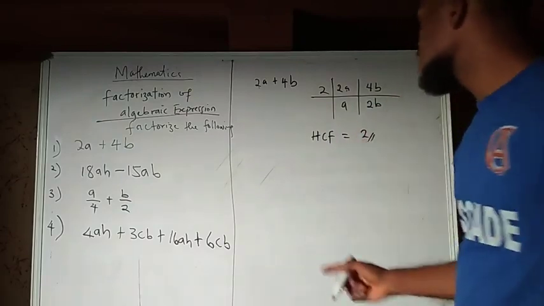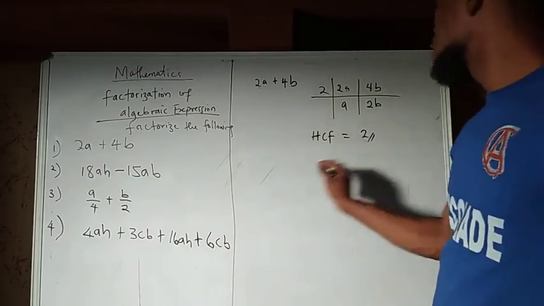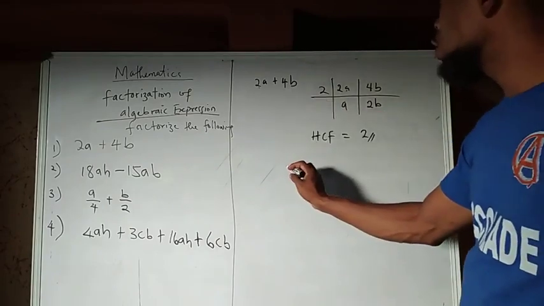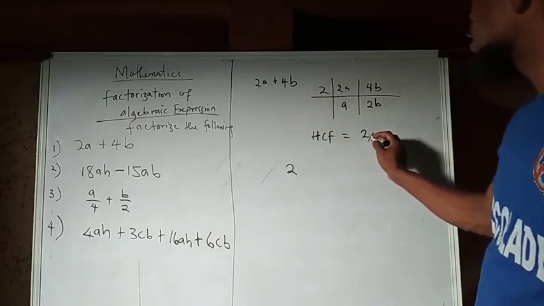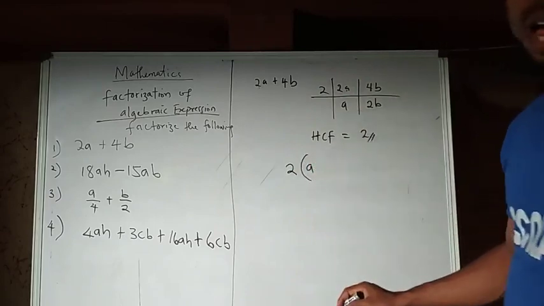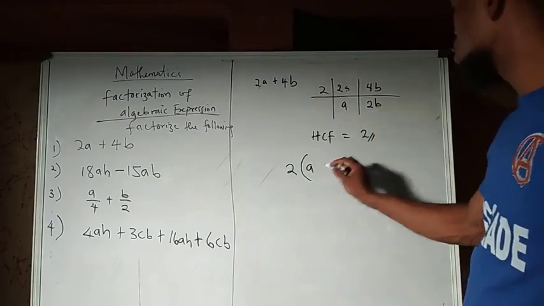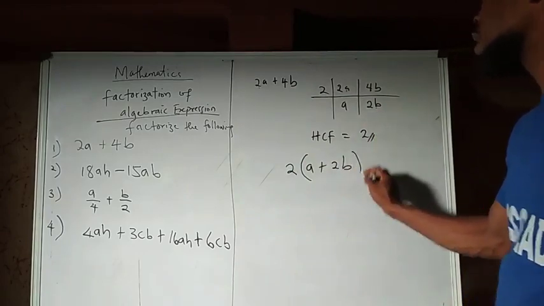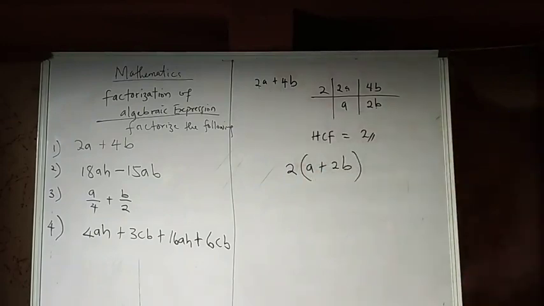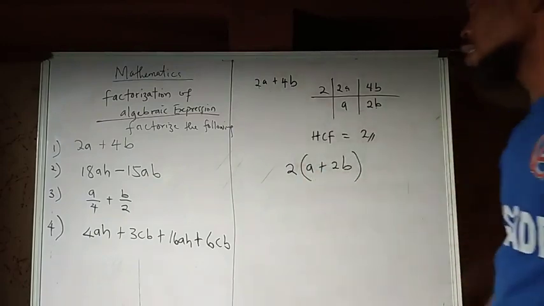So if that is the case, this is how we are now going to write this expression. We write it as 2, that's the highest common factor, times the bracket of a plus 2b. With this, I have factorized this. So that's just how factorization works.